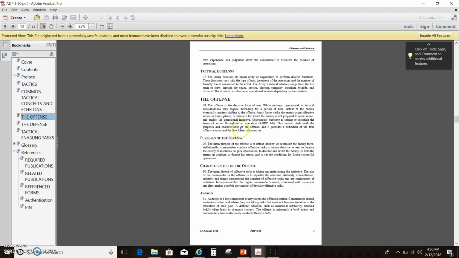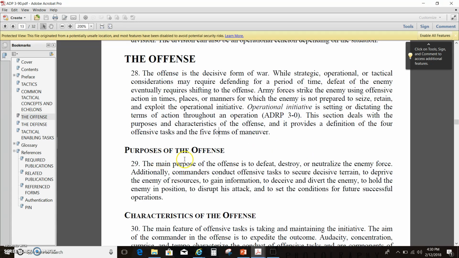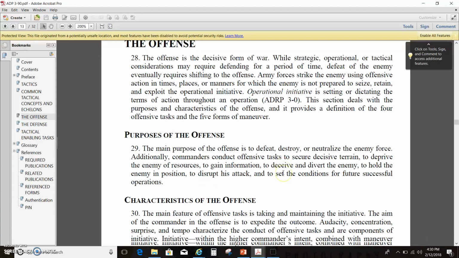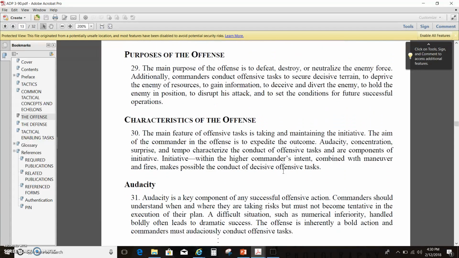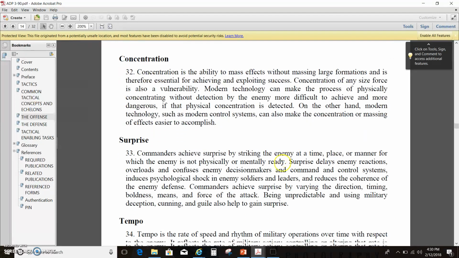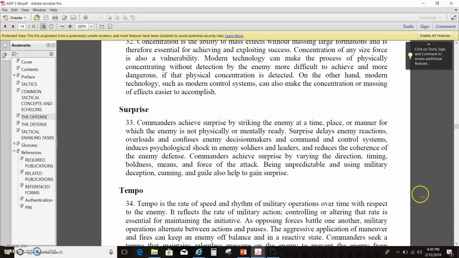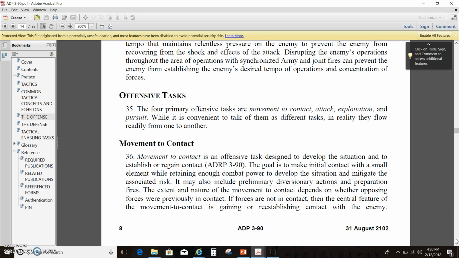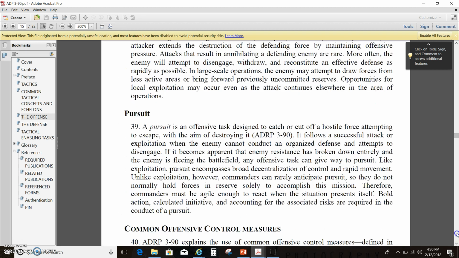The offense breaks down the purposes of the offense. Again, we see defeat, destroy, or neutralize. It covers the characteristics of the offense and breaks down each: audacity, concentration, surprise, and tempo, giving a further explanation of each. Then it also talks about the different tasks: movement to contact, attack, exploitation, and pursuit. So it provides you the more detailed explanation.